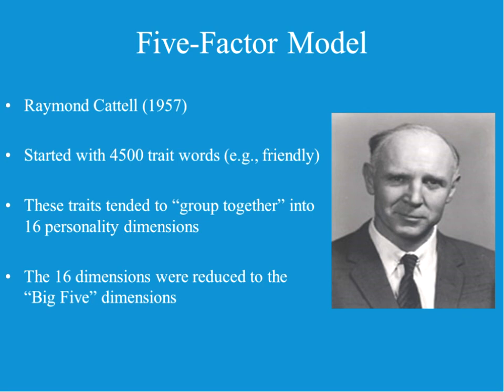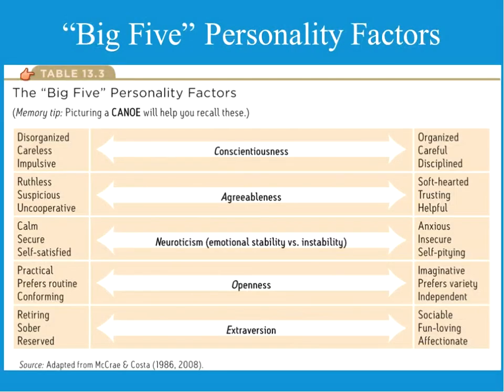And when he got 16, he did a further what's called factor analysis. You don't really need to understand what that's about, but it's a statistical procedure that lets you keep boiling things down, right? If you pretend you had a 100-item questionnaire and you were wondering what are the five key dimensions on this questionnaire? When he boiled this down, he ended up with five dimensions. And these are the big five personality factors, which are best depicted with this table from your textbook, table 13.3. They spell out the word CANOE: conscientiousness, agreeableness, neuroticism, openness, and extroversion.